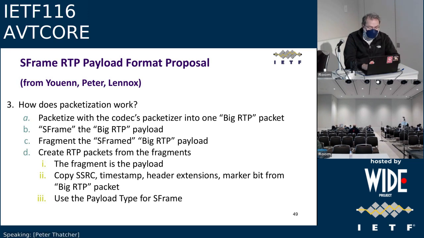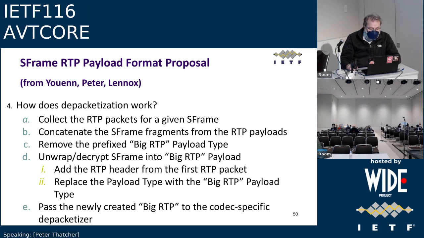So how does this packetization work? We've already talked about it, but being pretty explicit here. First, you packetize with the codec's packetizer into one big RTP packet. Then you run S-frame on that big RTP payload. Then you fragment the S-framed big RTP payload into all these little fragments. For each fragment, you create an RTP packet, which has the fragment as the payload. And you copy the SSRC, timestamp, header extensions and marker bit from the big RTP packet over to the little RTP packet, and you use the payload type for S-frame in the little RTP packet. And if I forgot to say, prepend the RTP payload type for the big RTP, make sure you do that too.